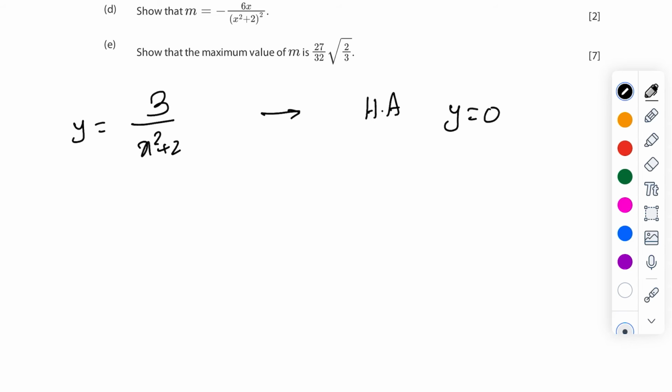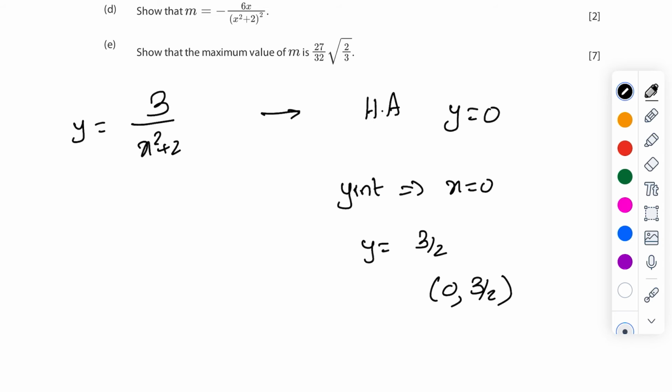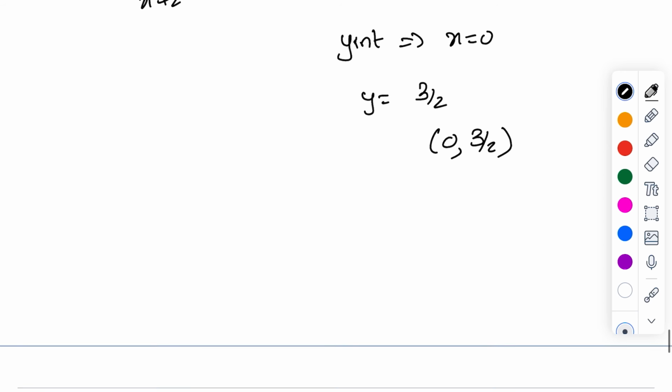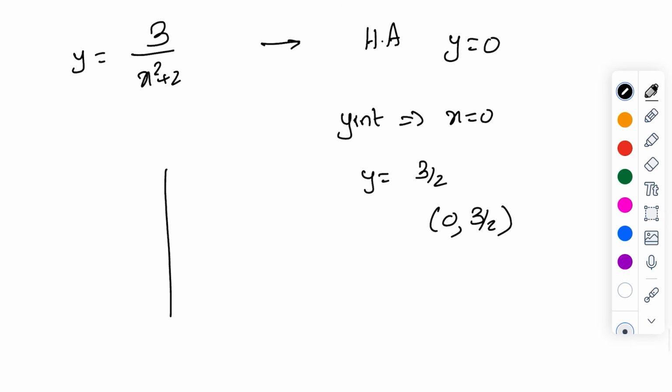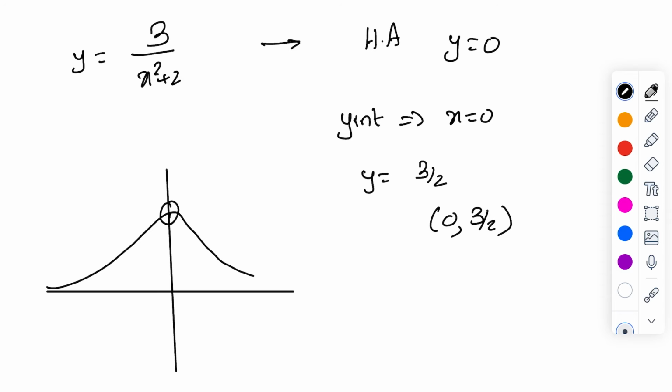Now where does it intercept the x-axis, y-axis? The y-intercept will be nothing but, means x equals 0. So plug in, you will get 3 upon 2. So 0 comma 3 upon 2 is going to be the y-intercept. And the x-axis is going to be the horizontal asymptote. So the approximate graph should be, this is 0 comma 3 upon 2, and it should be this way. This is the shape of the graph.